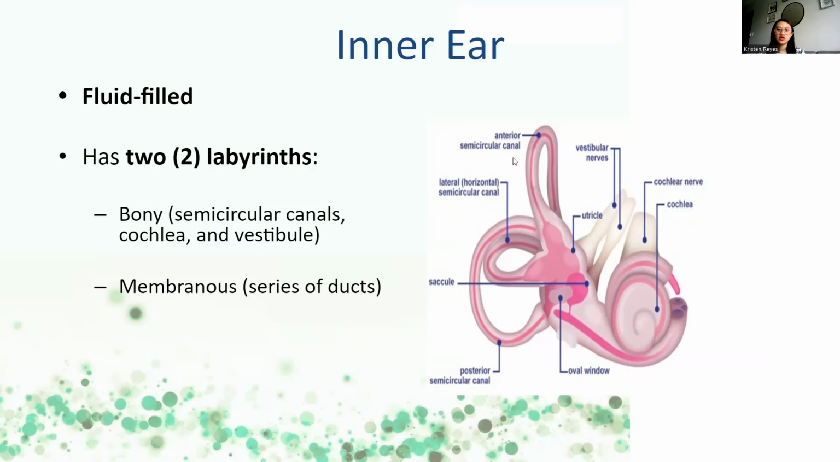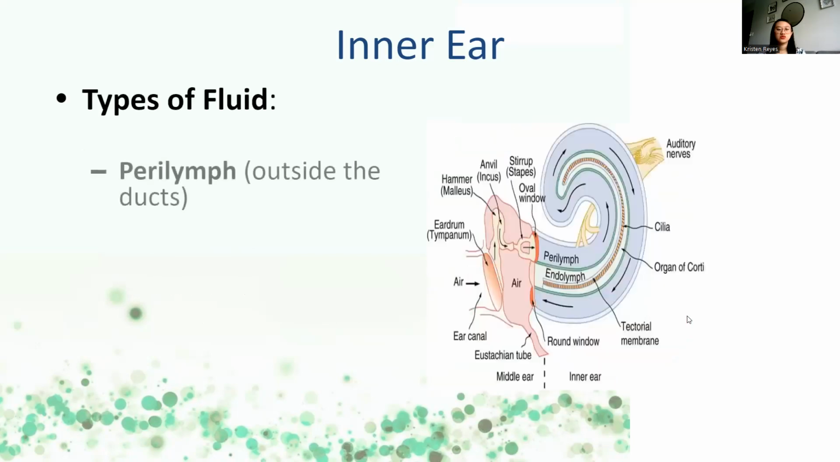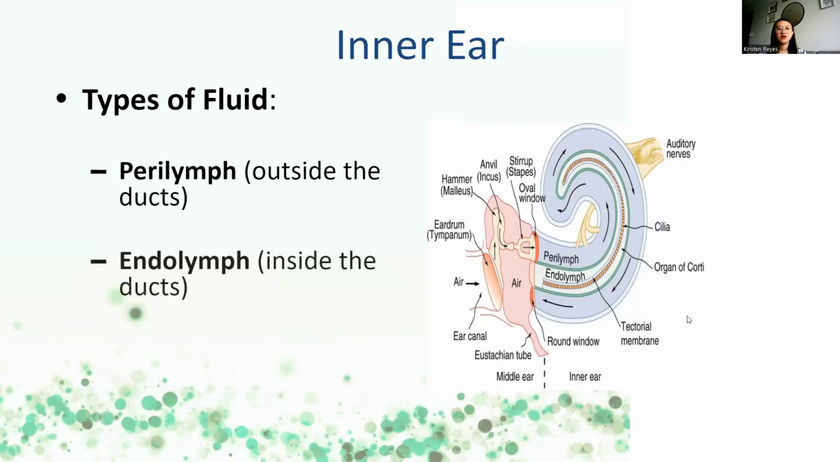The semicircular canal, sorry. Okay, you have three. No, anterior, lateral or horizontal, and posterior semicircular canal. This is the vestibule. So types of fluid, you have perilymph and endolymph. Perilymph outside the duct, endolymph inside the duct.